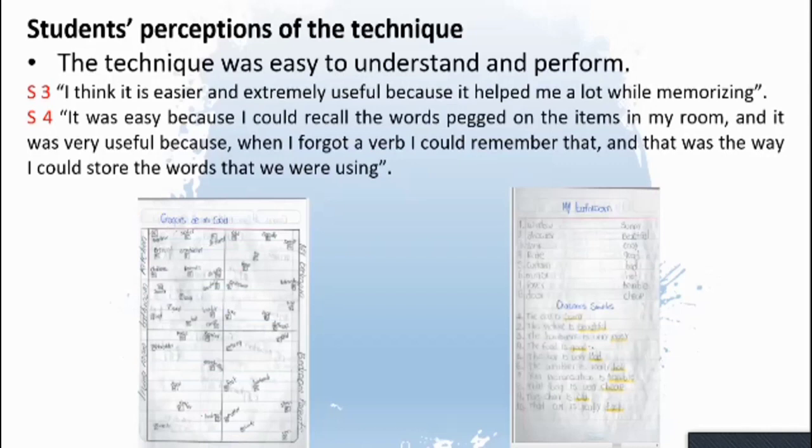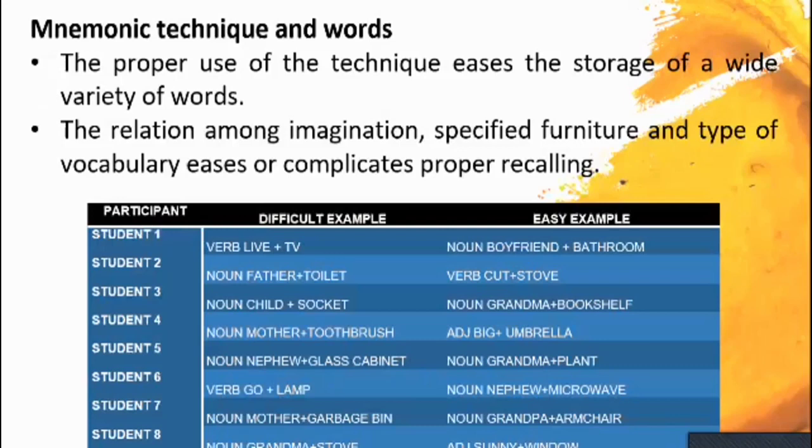The third category, which is the mnemonic technique and words, shows that the proper use of the technique eases the storage of a wide variety of words. However, in some cases, the connections that the students made were not easy for them or didn't facilitate the memorization of the words, because the idea of the technique is to use imagination or bizarre sentences, but sometimes the bizarre connections that they made didn't help for the recalling of the words.